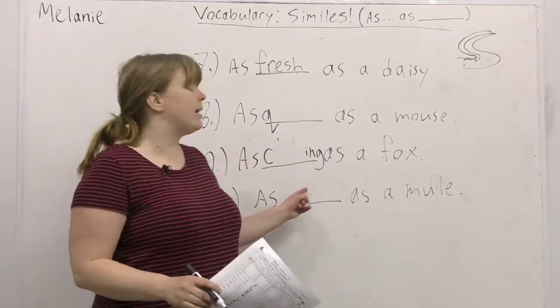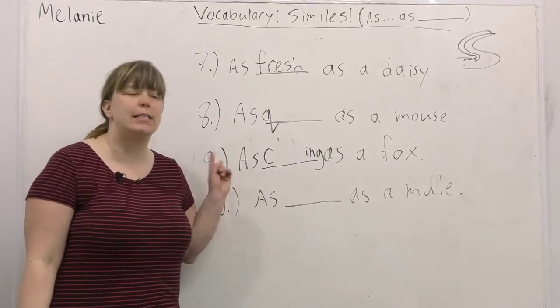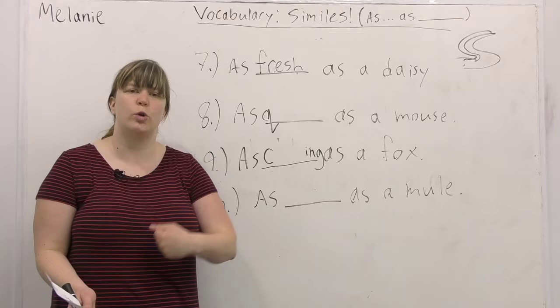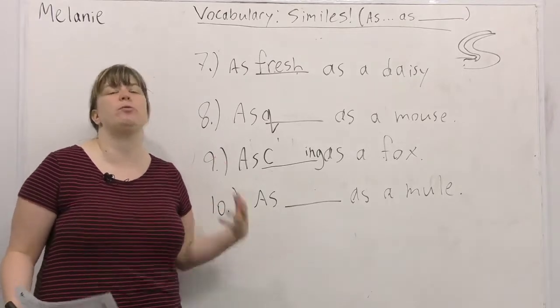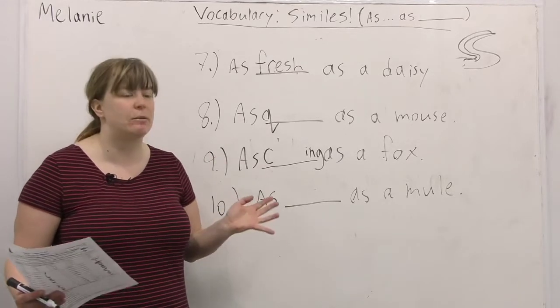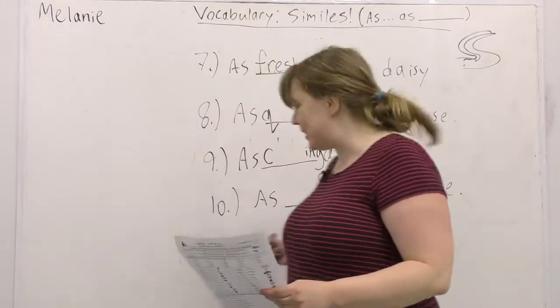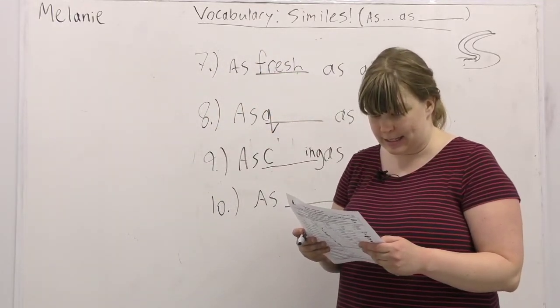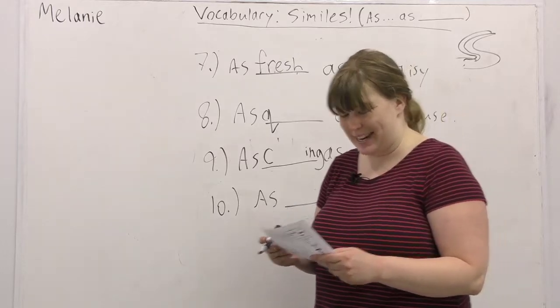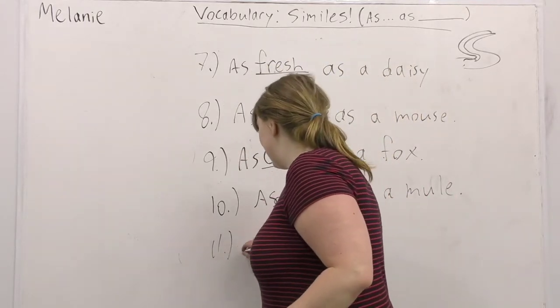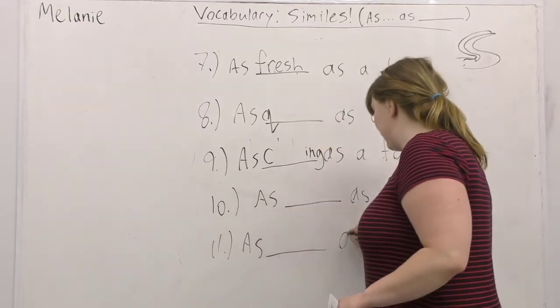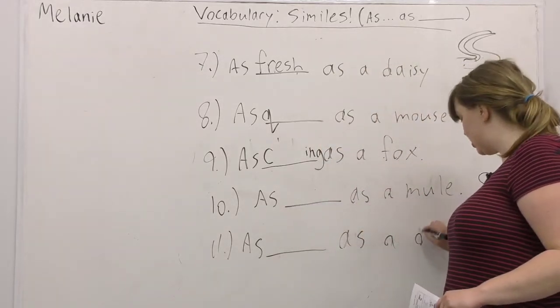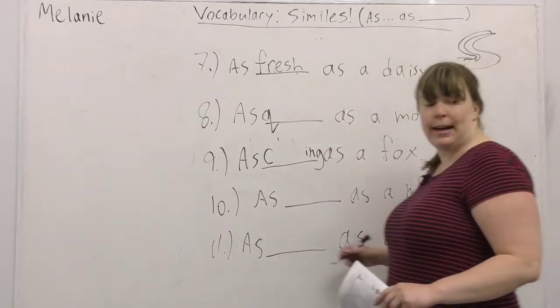And then this one, I used my husband. Oh, he's like a mule. He wants to do things his own way. He doesn't listen to me. So let's see if you can guess number 10. And there's supposed to be two number 10s there. As a dog. Okay. All right.